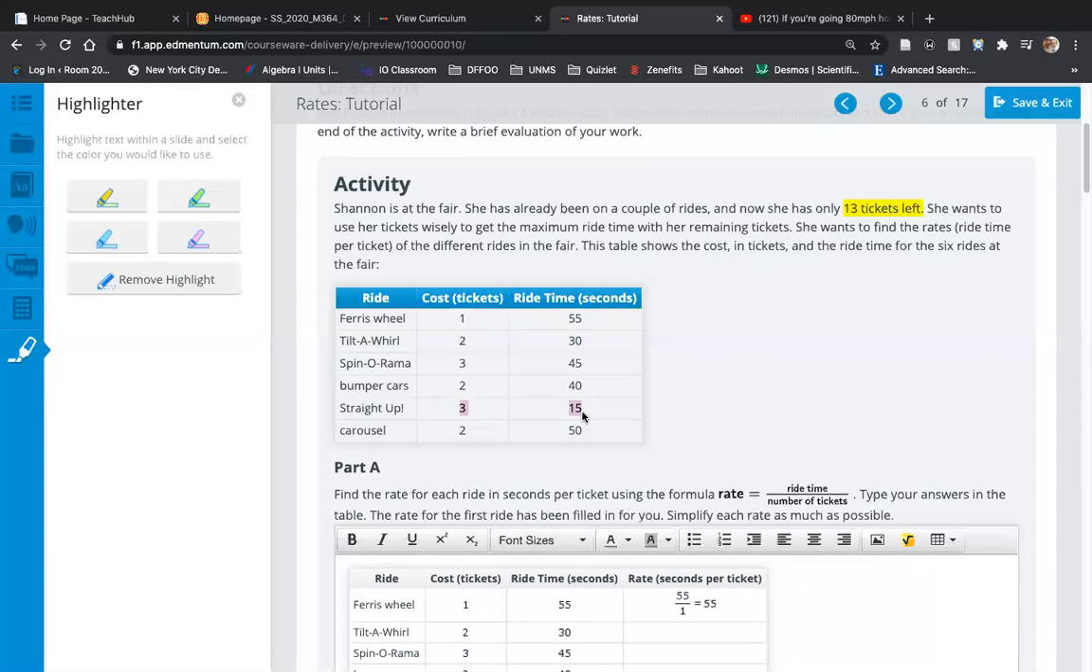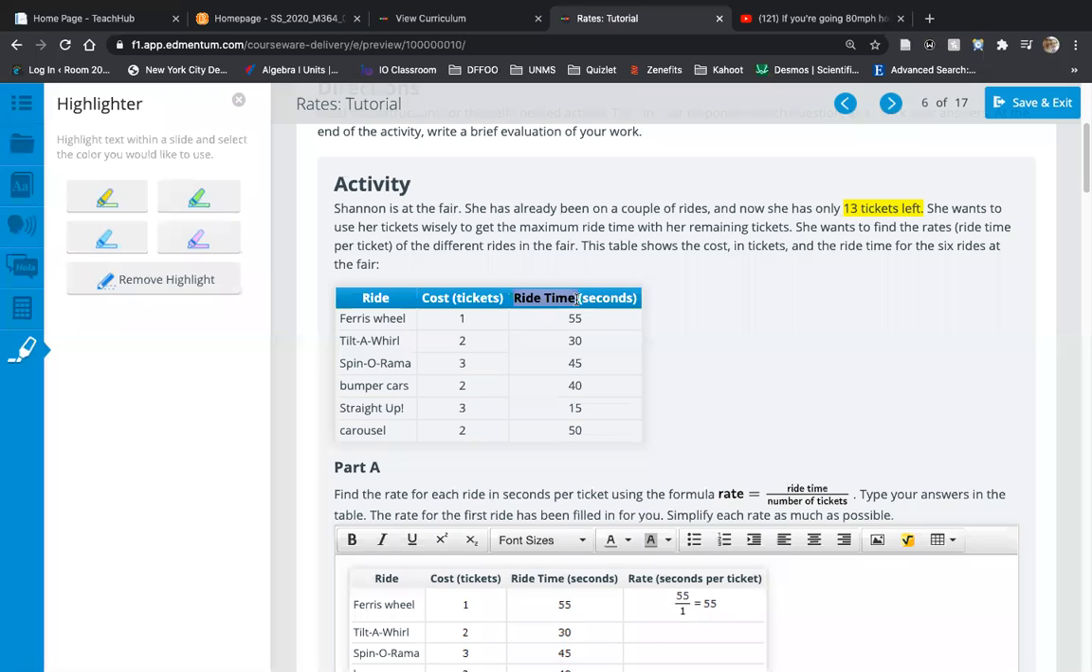It might be a rip off, but it depends what you're looking for in an amusement park. A Ferris wheel is just going to go around slowly. It takes you up high, and you get to see the view. Straight up is probably something like a slingshot that's going to rapidly shoot you straight up into the air, and then you come back down. So depending on what you're looking for, the length of time that you're on there isn't always the big thing that people are looking for, right?